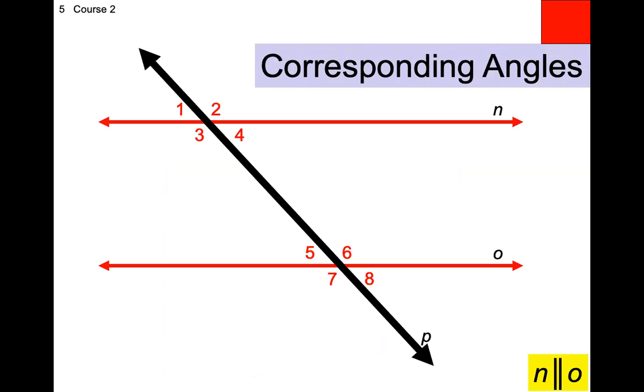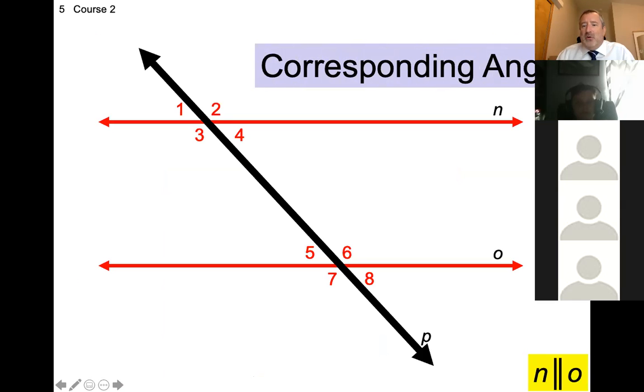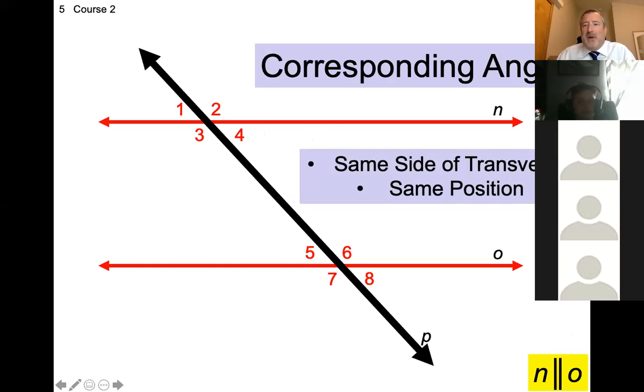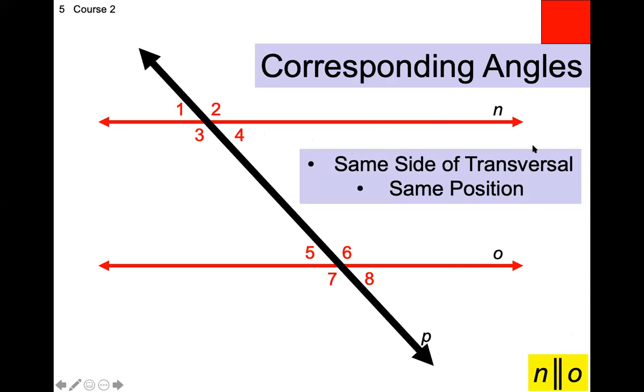The next two, first one is called corresponding angles. Corresponding angles are those angles that are on the same side of the transversal in the same position. So corresponding angles, two things. They're on the same side of the transversal, either left or right or top or bottom, depending upon how it's oriented, and in the same position.